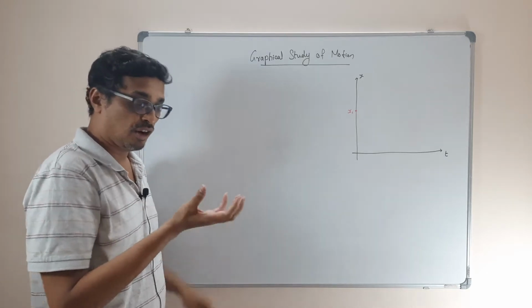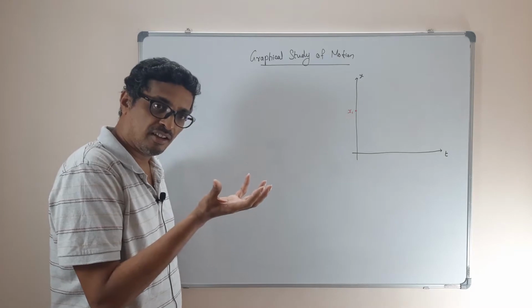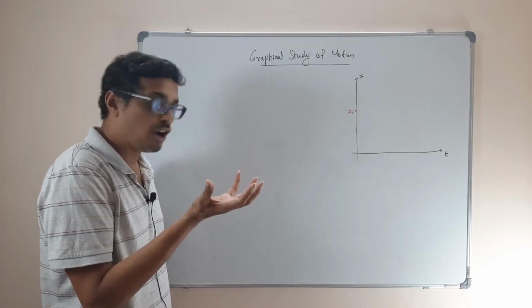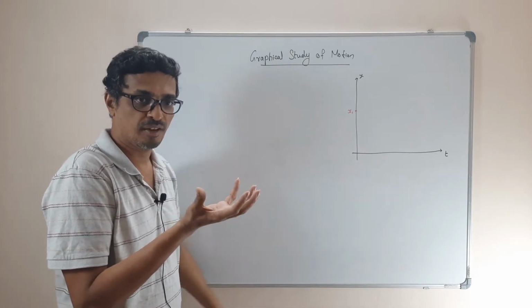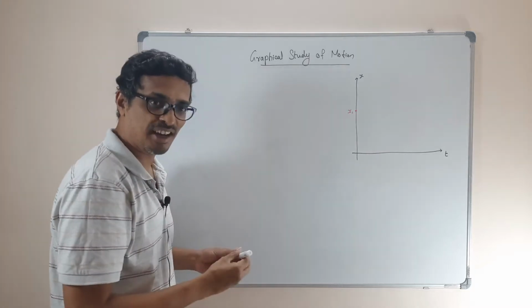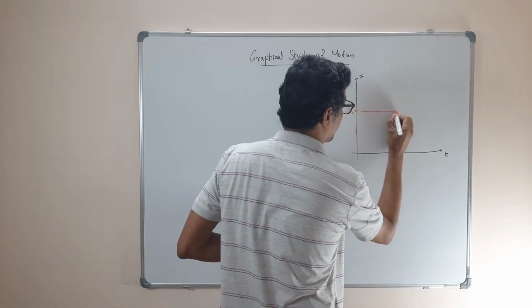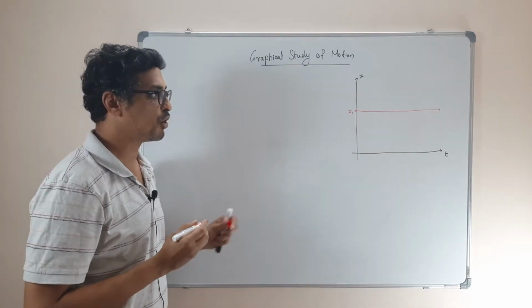Now, you want to represent this motion of the ball graphically. Is it moving? It is stationary, right? How will this look if you want to plot it with time, as it moves in time? It won't change. Am I right? So this is going to be a constant line. So this is a body at rest.